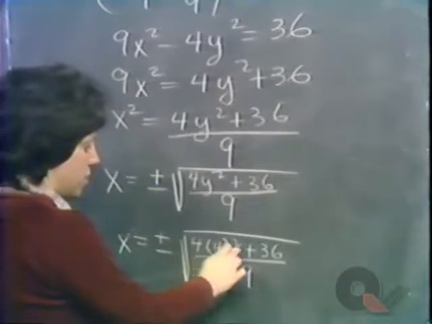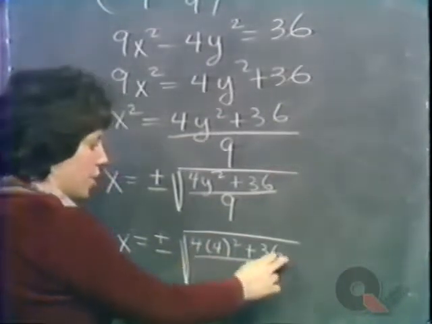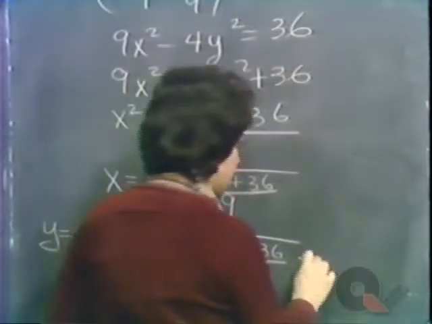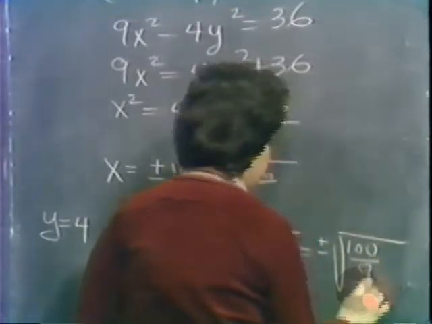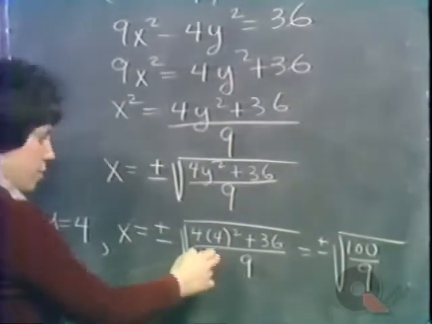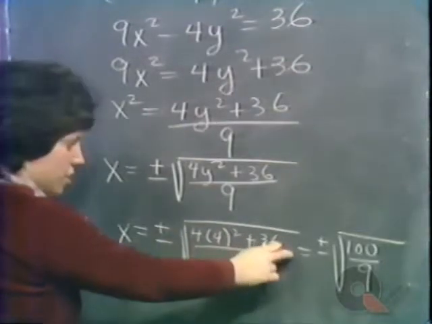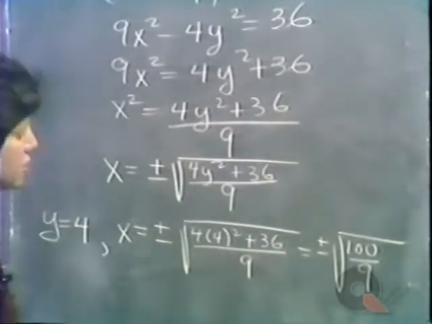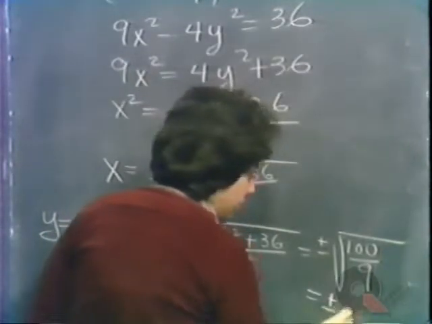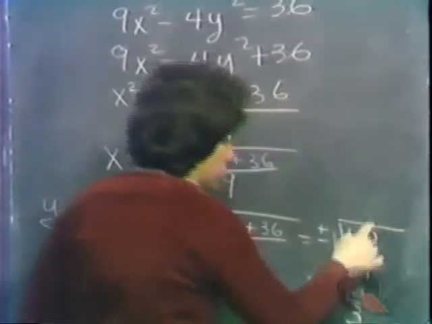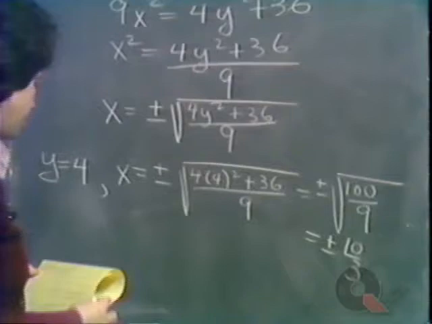Now, 4 squared, that's 16, times 4, that's 64, plus 36. That gives me 100 over 9 here. Once again, it's 4 squared, 16 times 4, 64, plus 36, that's 100 over 9. That happens to be a perfect square. We have plus or minus 10 thirds. It's, of course, the square root of 100 over the square root of 9, or plus or minus 3 1/3.